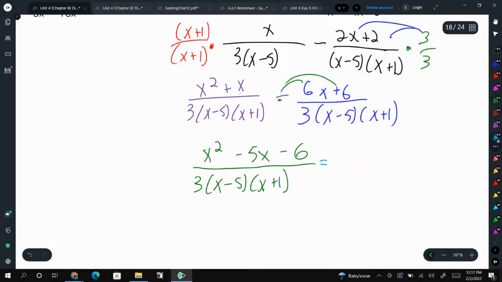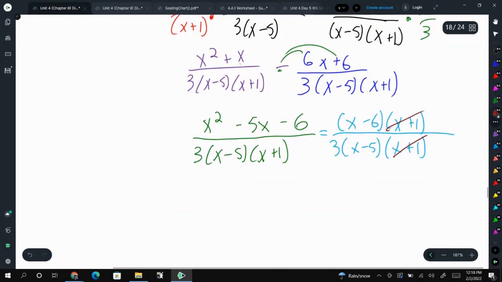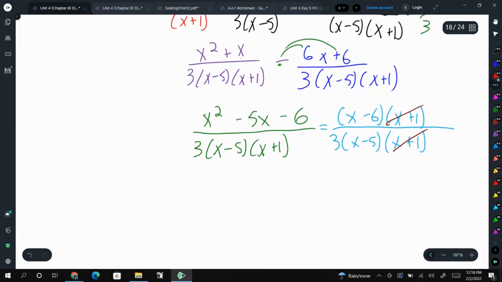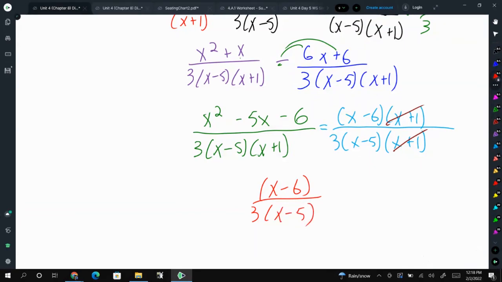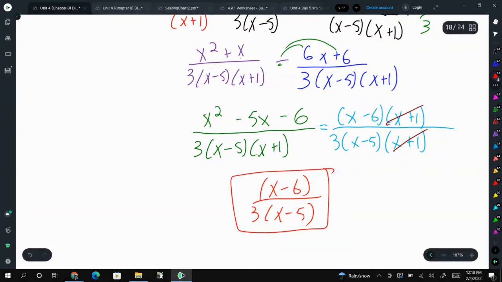The numerator can be factored into x minus 6 times x plus 1. And that's over 3 times x minus 5 times x plus 1. And because we have an x plus 1 in the numerator and denominator, we can cross them off. And then that's going to leave us with a final simplified expression of x minus 6 over 3 times x minus 5.